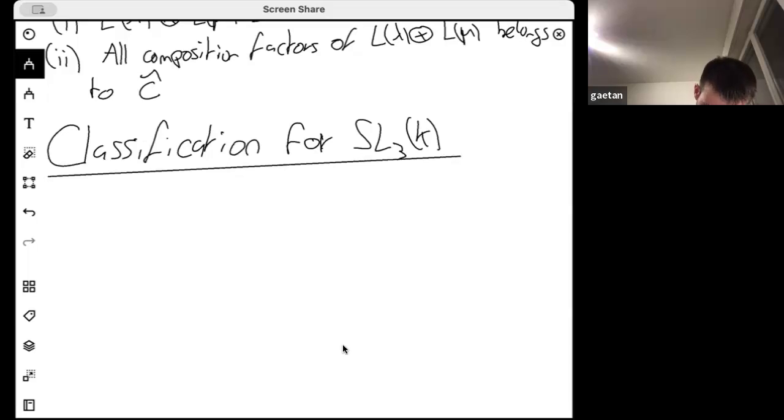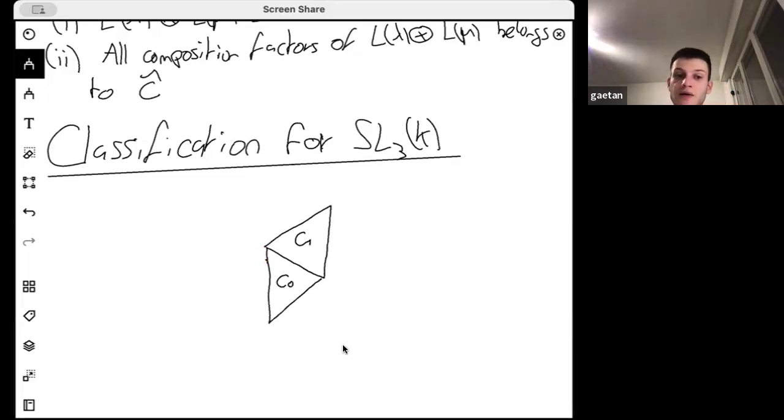So for SL3, we have two p-restricted alcoves, which means alcoves which contain p-restricted weights. And as we have seen, we can restrict our attention to alcoves with restricted weights. I will denote these alcoves by C0, C1. We know that all the composition factors also need to be p-restricted if we are interested in completely reducible modules, for example. So first thing that one can prove is that if lambda and mu both belong to C1, then it's not completely reducible.